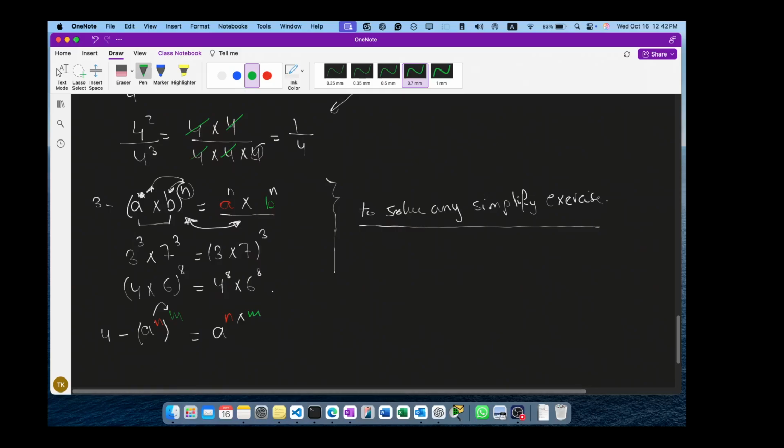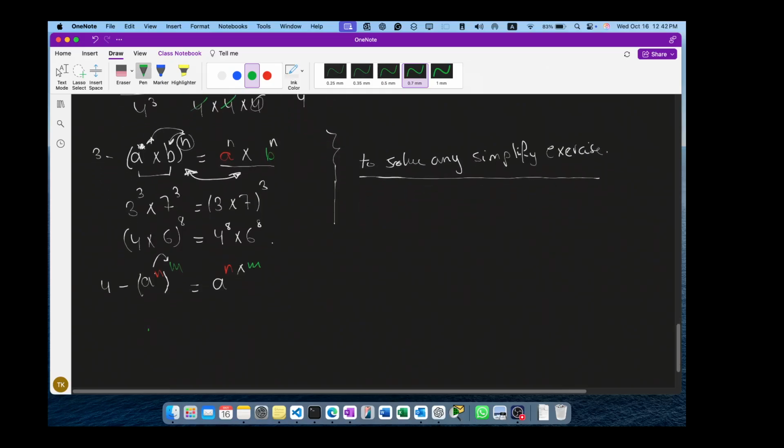Let's give an example. 3 to the power 2, all of them over power 4. What is it equal to? 3 power 2 times 4 equals 3 to the power what? 8. And that is my answer.